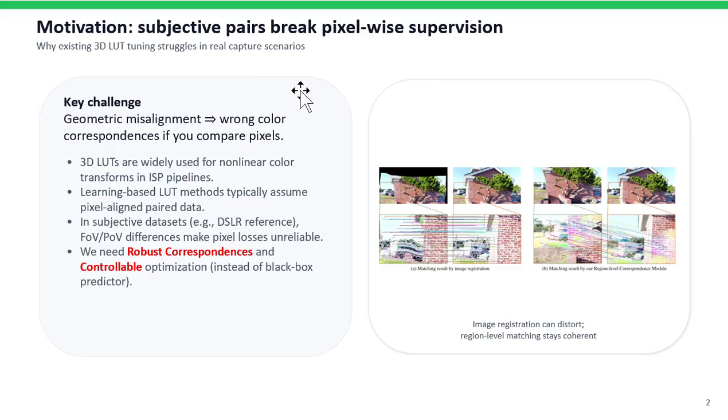The motivation of this work is quite simple: geometric misalignment, such as FOV or viewpoint changes, breaks the correspondences if we compare the pixels directly. However, most existing methods in this field are learning-based, which assumes pixel-aligned pure data. So pixel losses become unreliable in subjective datasets. What we really need in this scenario is robust correspondences and controllable optimization instead of a black box predictor.